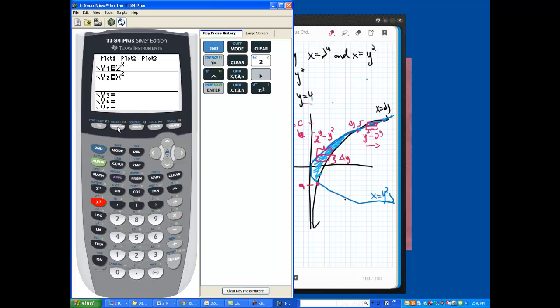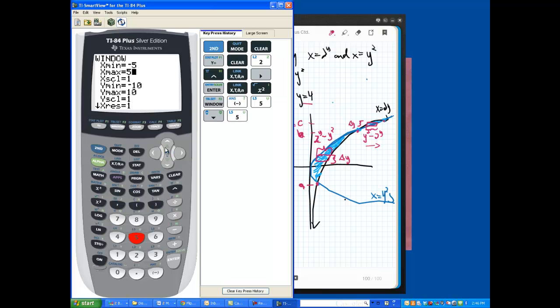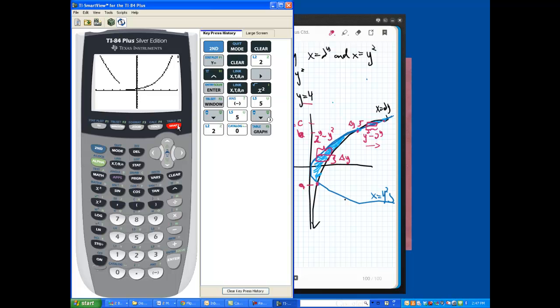Now, I do have to tweak my window here just a little bit. I got negative 10 to 10. I don't really need that. Let's go negative 5 to, I don't know, the furthest we got to go is 4, right? So let's go negative 5 to 5. Now, I do need a little taller on my y-max, so I'm going to go to 20. And let's have a really good look-see at these. So if I graph, here it comes. There's 2 to the x, and there you go.